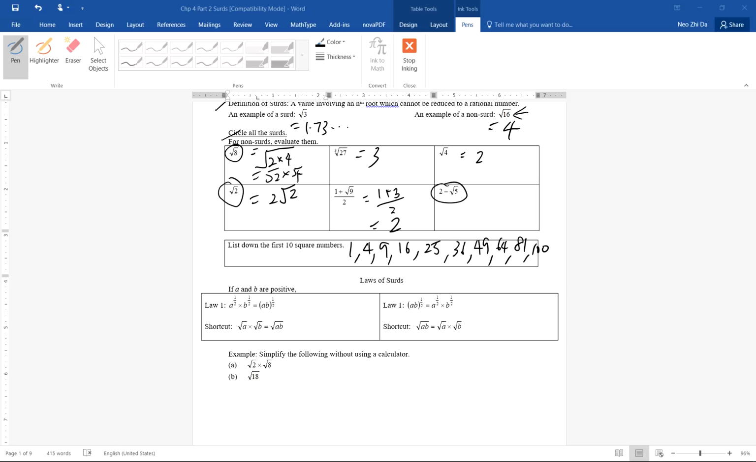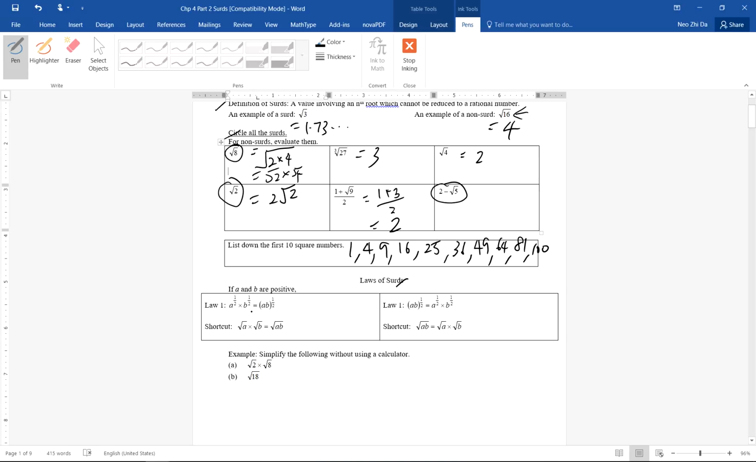Now let's recap the law of surds. Basically it's just the law of indices. We learned that if the powers are the same but the base is different, we can merge them together to become (a times b) to the power half. Now vice versa, when you have something like this, you can break them up.